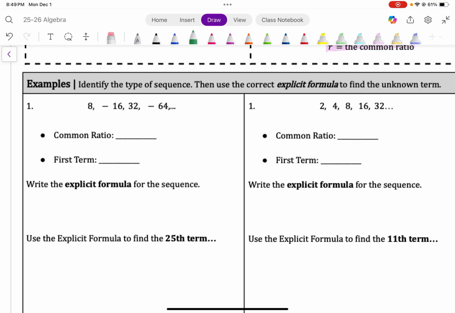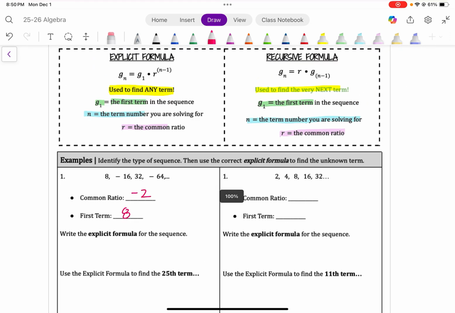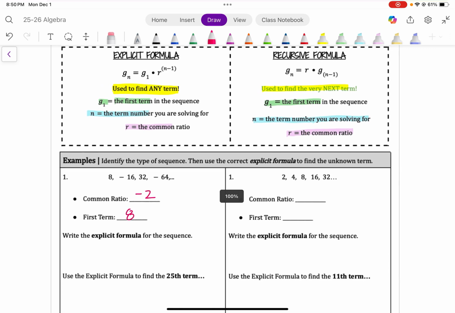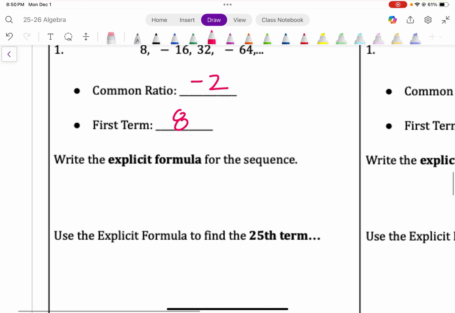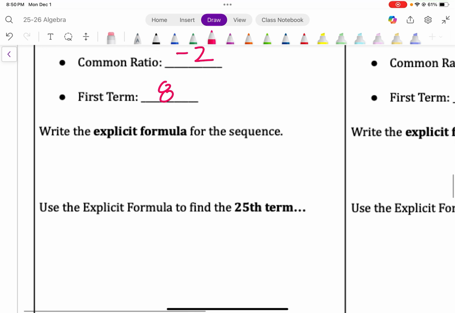We've got 8, then negative 16, then 32, then negative 64, and it looks like we are multiplying by negative 2. The first term in my sequence is 8. Write the explicit formula. So I'm going to use that formula up top, g of n equals g of 1 times r to the n minus 1. It really helps me to write that formula.